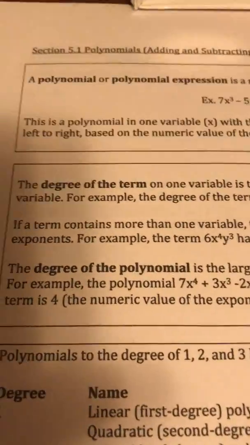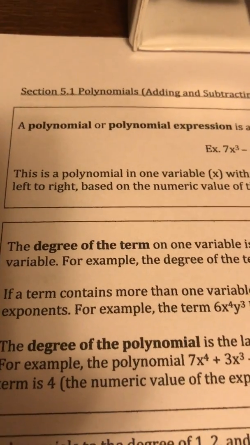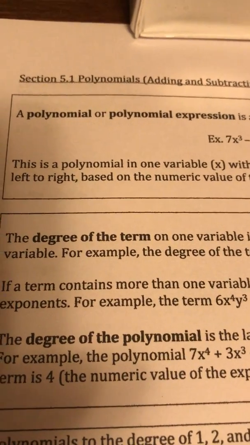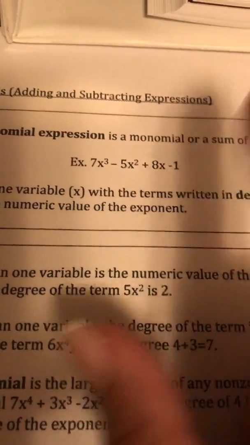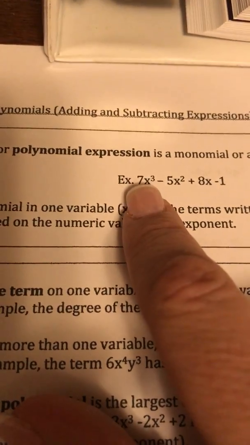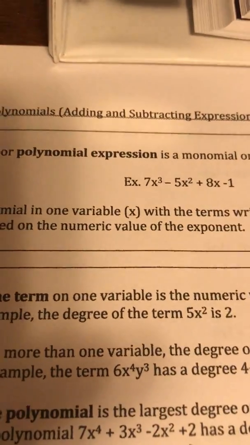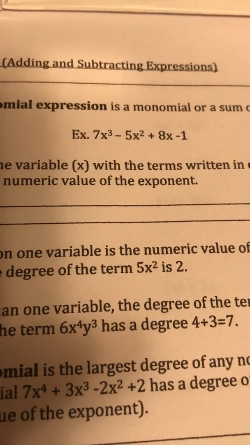Okay, let's get started. Today we're talking about polynomials. Poly means many, so we're talking about a collection of monomials, mono meaning one. In this case, we see that there are 4 different monomials in this equation.